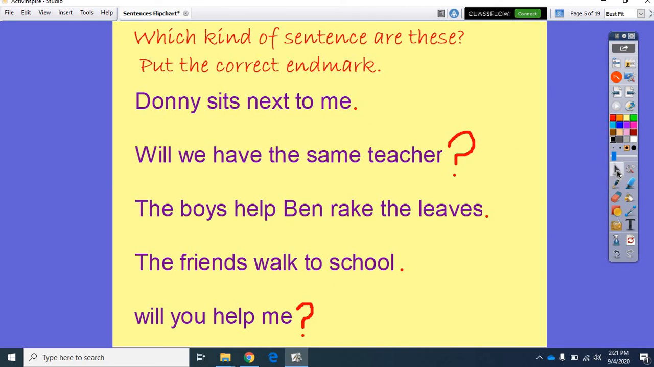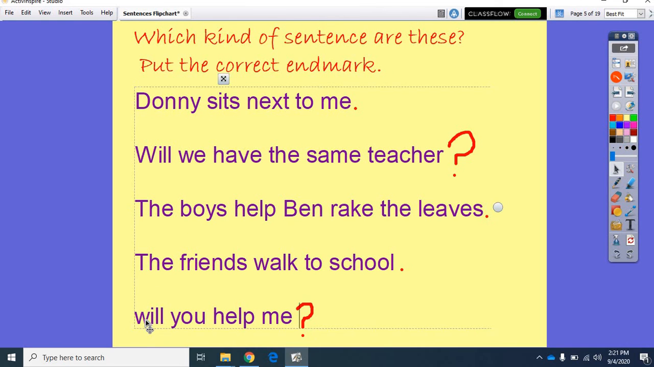So yesterday when we talked about sentences, how they needed an end mark, it's not always a period. Statements get periods, but questions get a different kind of end mark, which is a question mark. And you can always tell the difference between a statement and a question because questions are asking something and they need an answer. Statements are just telling you something.